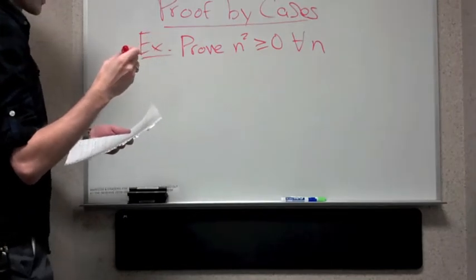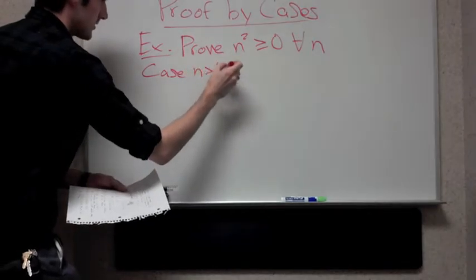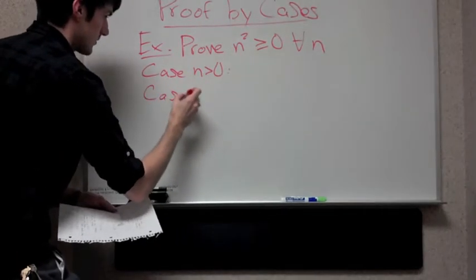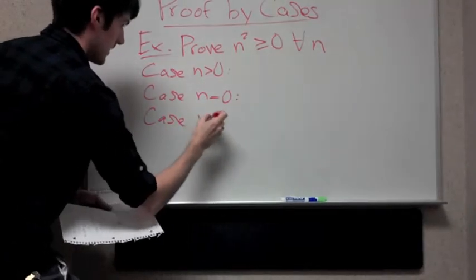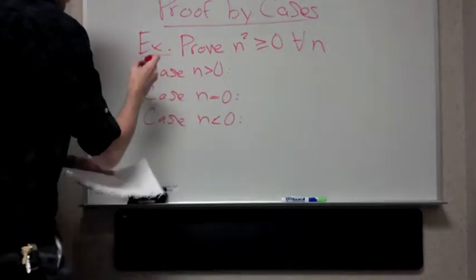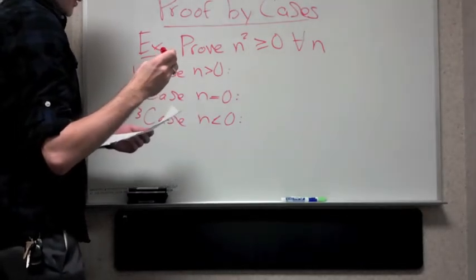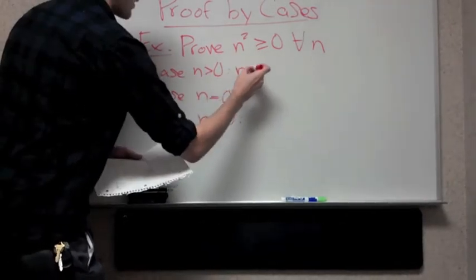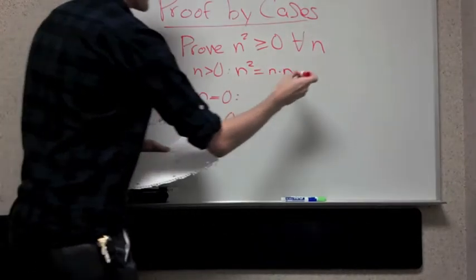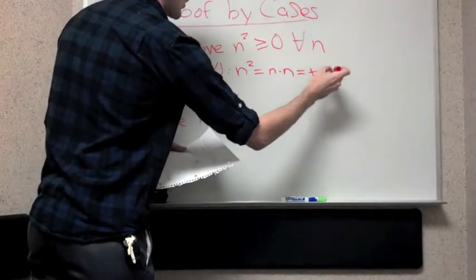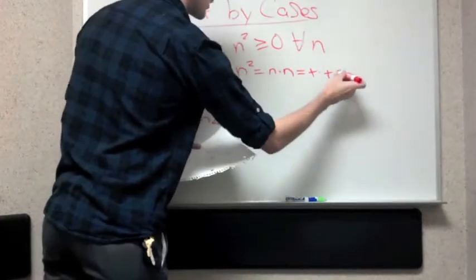So we have three cases that we need to look at. The case where n is greater than 0, the case where n equals 0, and the case where n is less than 0. Okay, so case number 1: if we have n squared, we can just rewrite it as n times n. And we know that a positive times a positive results in a positive number, so it'll be greater than 0.